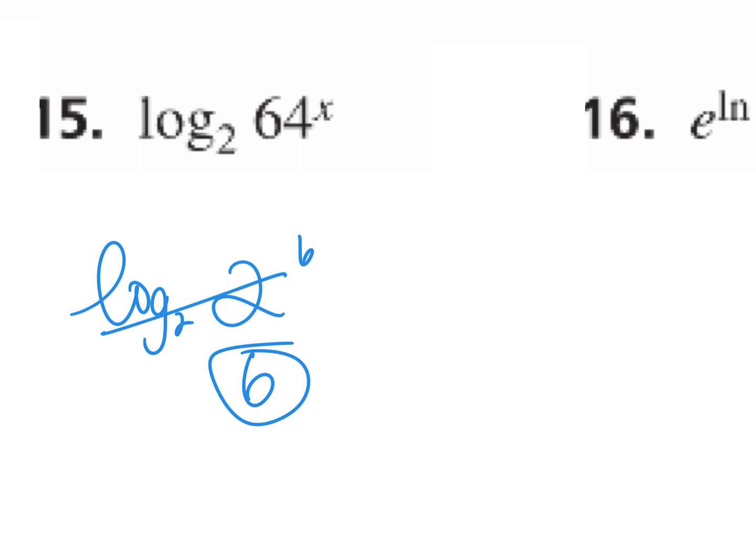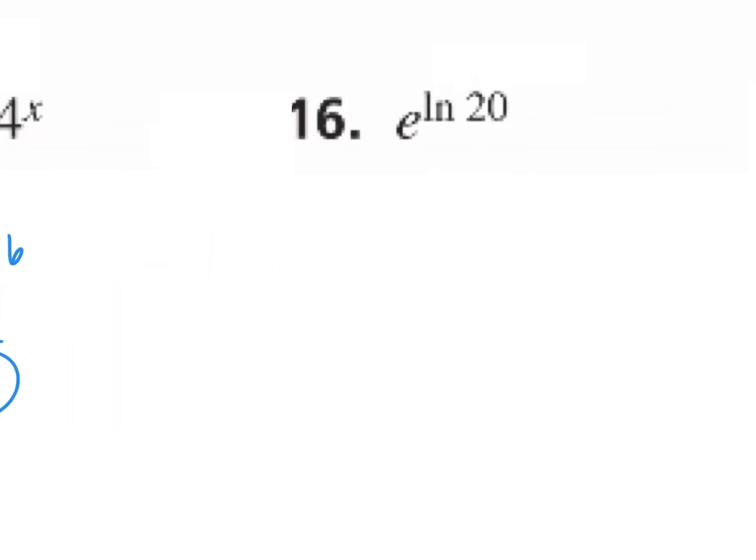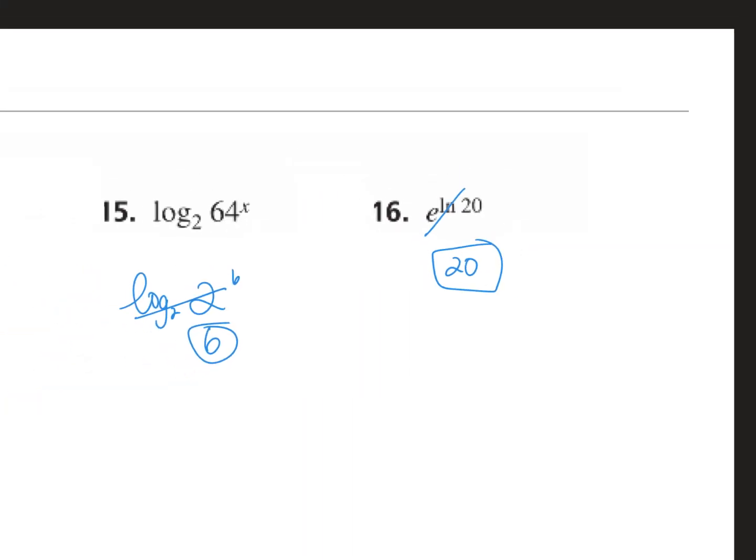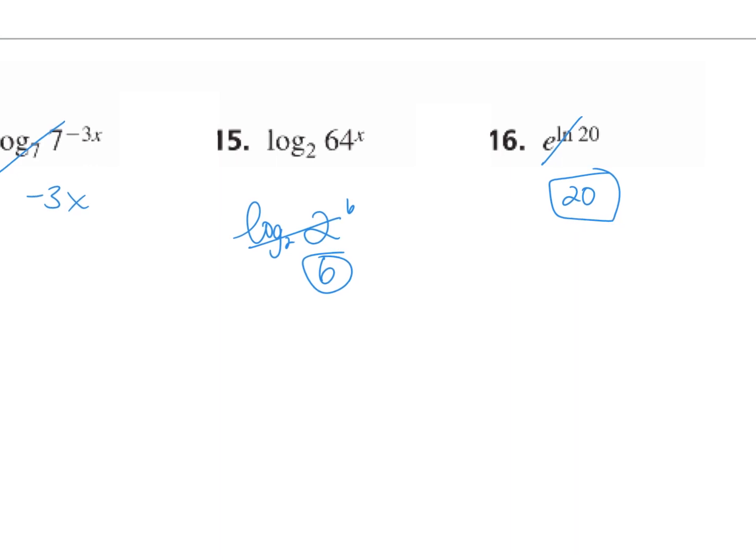E to the x. What are ln and e to each other? Inverses. So when you have e to the ln or ln to the e, what do you do? You cross it out. What's your answer here? 20, all right? Again, this will be a much easier process once we get to solving if you understand these inverse properties. We just need you guys to see that relationship. All right, we okay?